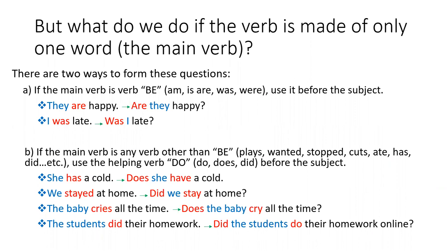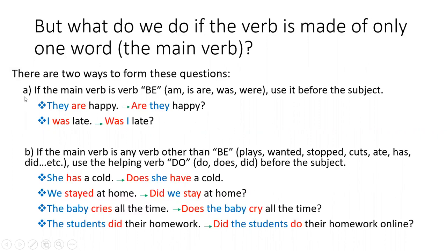Now, as long as we have helping verbs, there's no problem. But what do we do if the verb is made up of only one word or one part, that is the main verb? What do we do? There are 2 ways to form questions if the sentence has only one word as a verb.